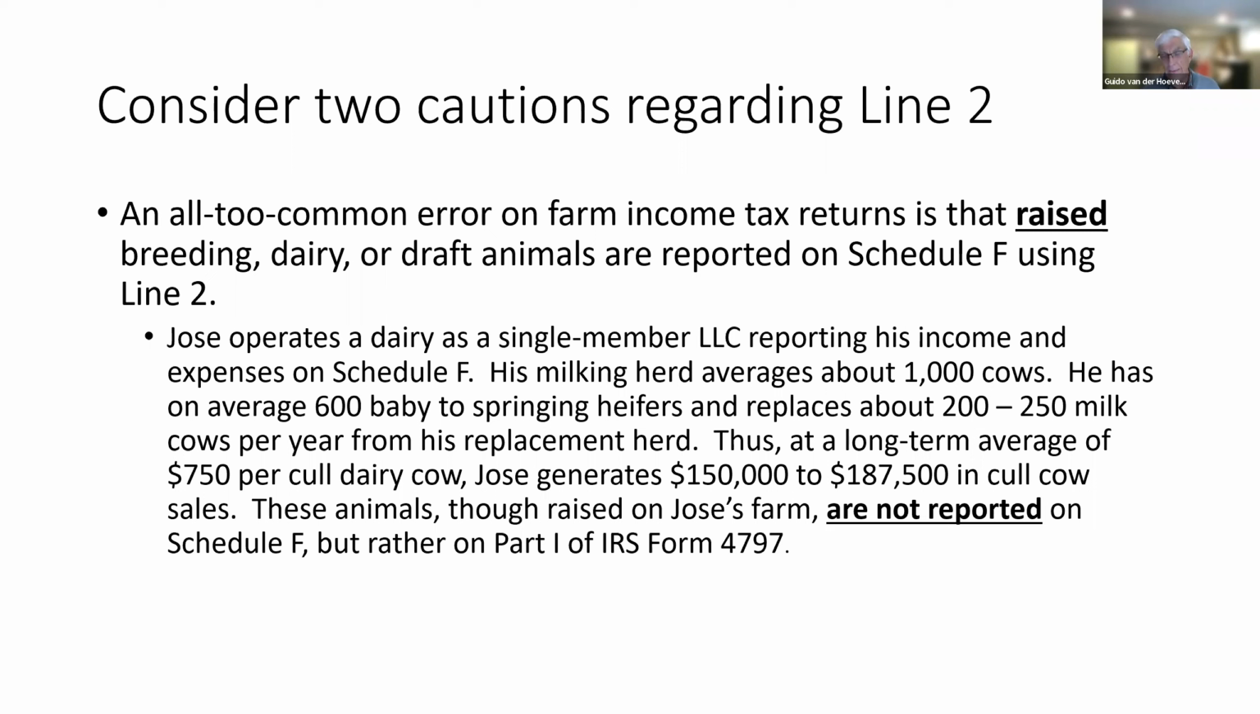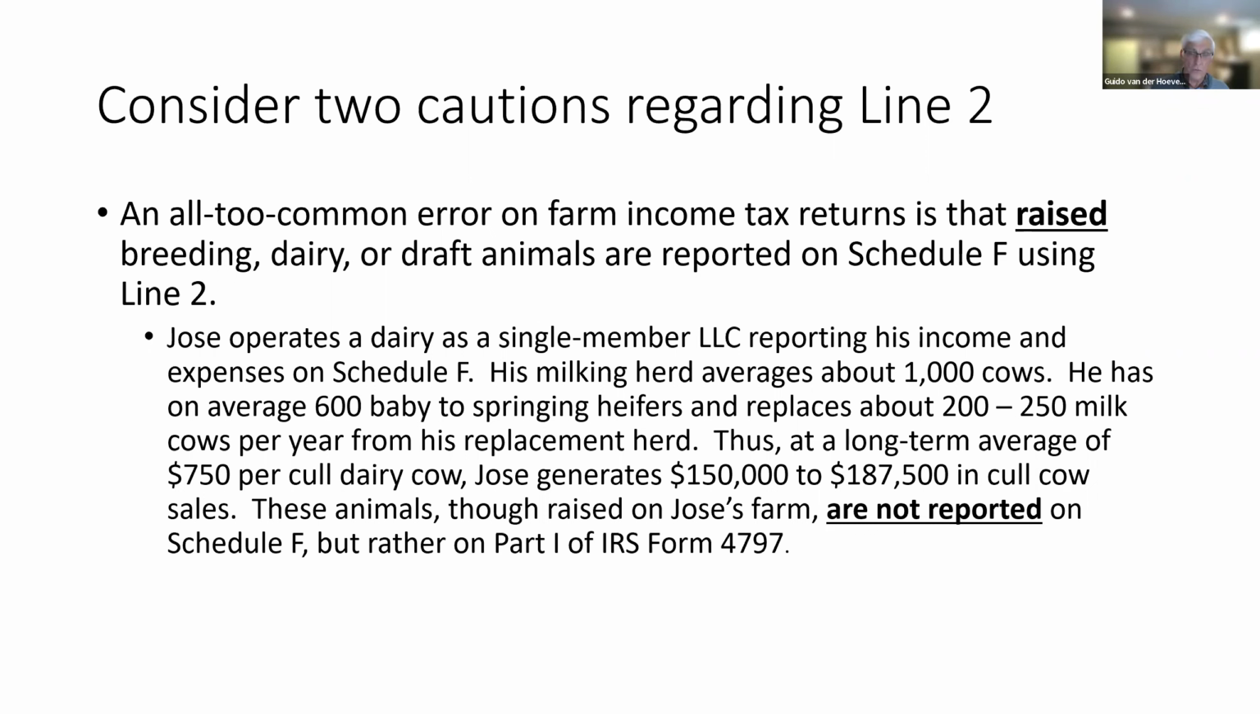His milking herd averages, in this case, 1,000 cows. He's got on average 600 baby to springing heifers, and he replaces anywhere from 200 to 250 milk cows per year. So basically, he's turning his herd over 4 to 5 times in a span of 4 to 5 years. His long-term average cull cow price, as you can see on the screen, is $750. So he's generating anywhere from $150,000 to $187,000 and change in cull cow sales.